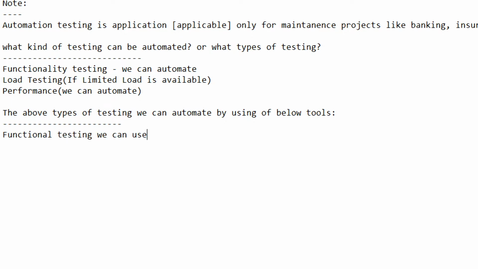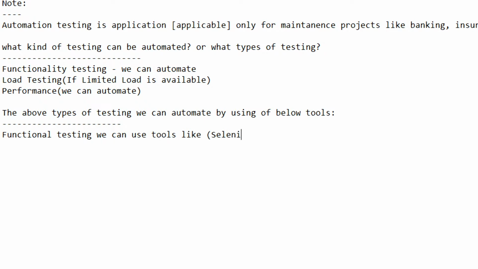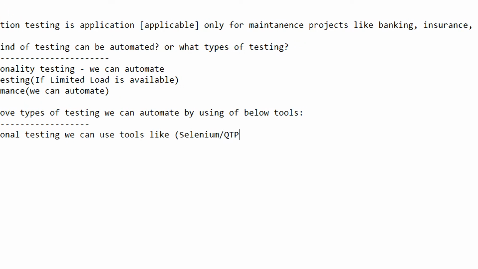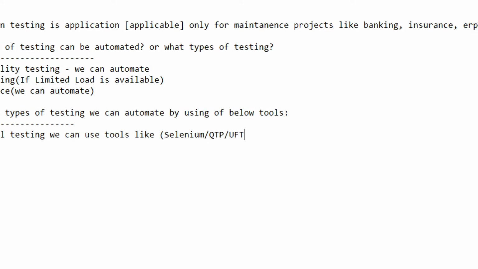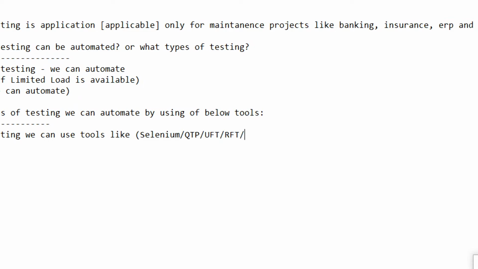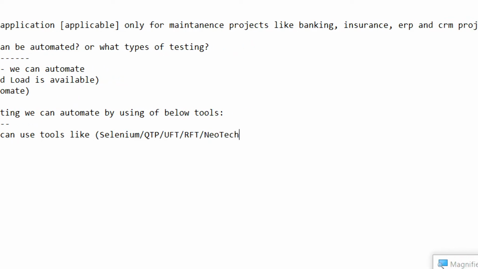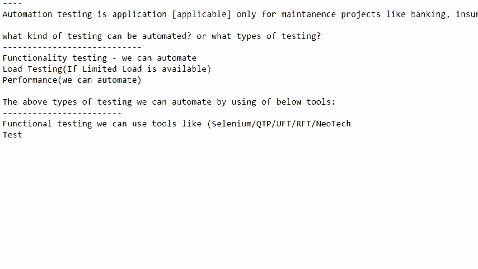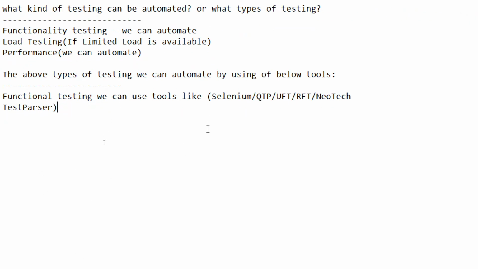For functional testing we can use tools like Selenium, QTP or UFT, RFT, Neotys as well, or TestComplete. What is it called? Test parser. By using these tools like Selenium, QTP, UFT, RFT, Neotys or test parser, we can automate functional testing.